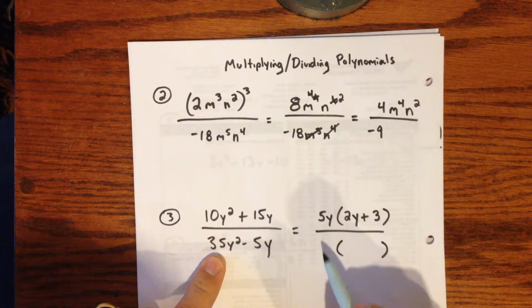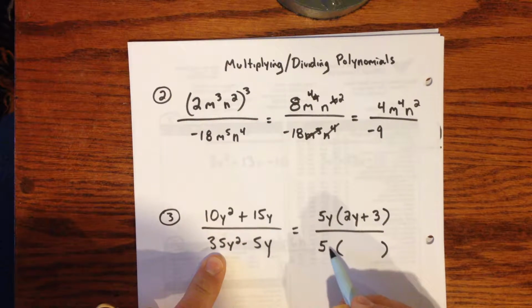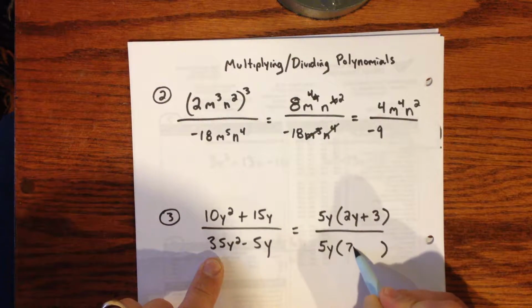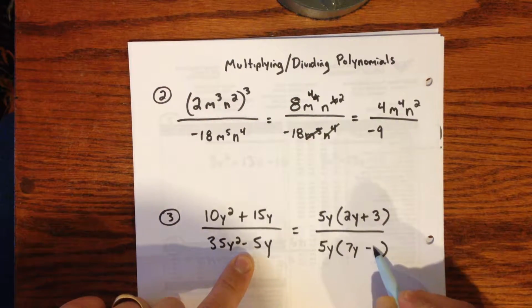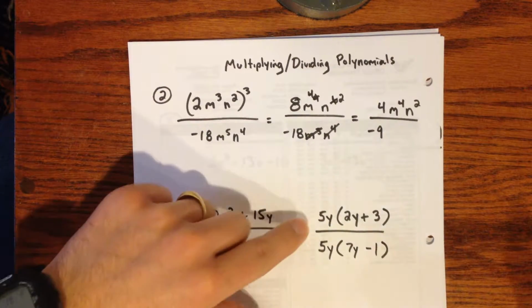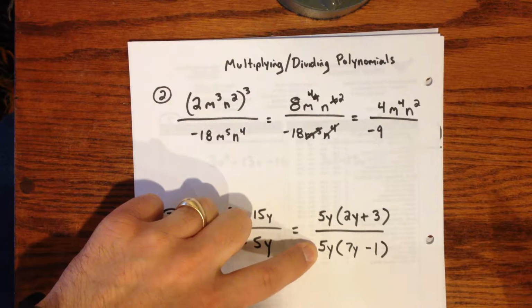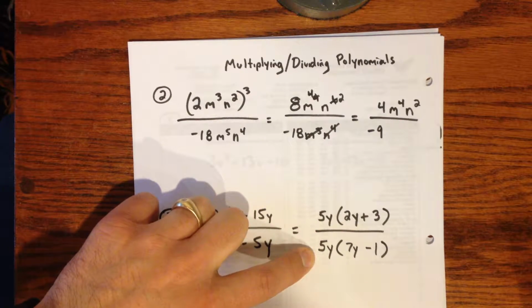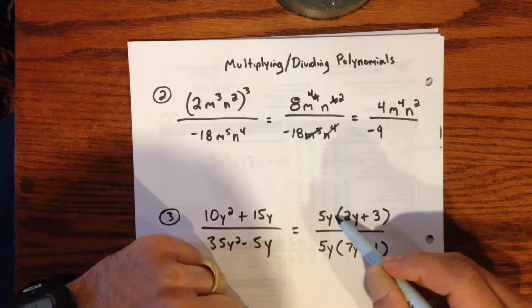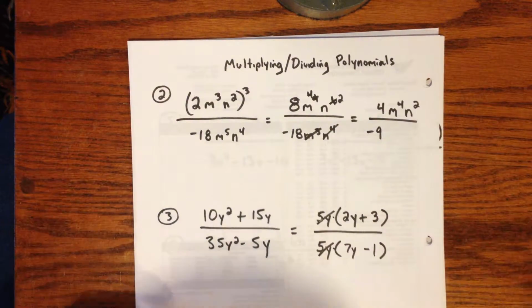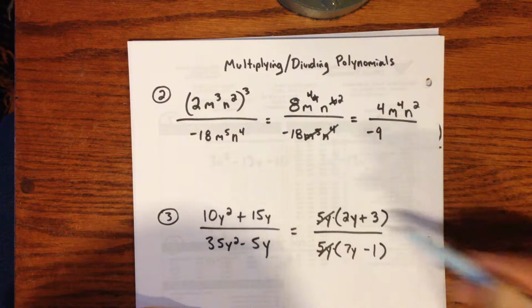This one here, I can pull a 5 and a y out of both of them. This one's going to be 7y, and this will be minus 1. Now I've pulled a 5y out of both of them, and 5y divided by 5y is now 1. So this is multiplication here. Whenever we have multiplication, we can do this cancellation. And that's my final answer.